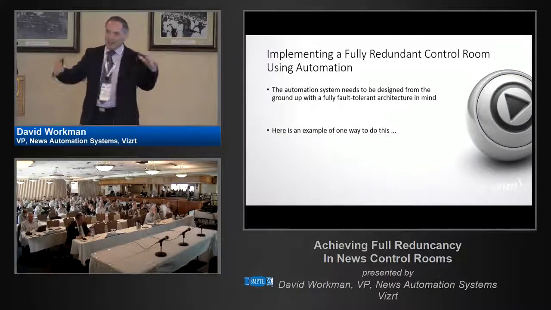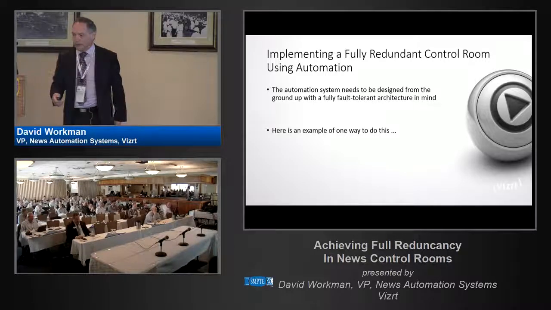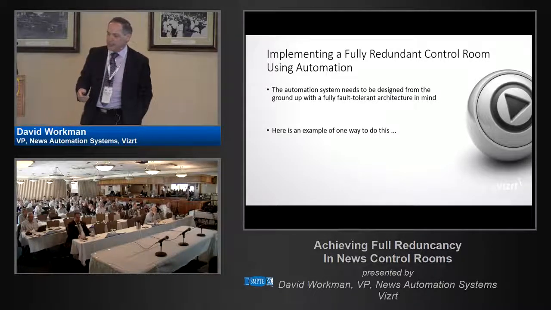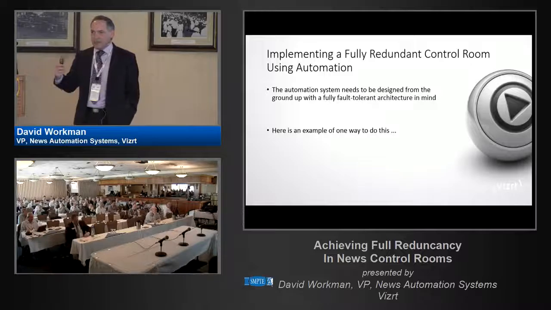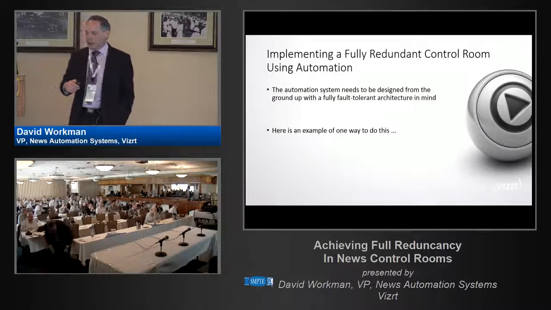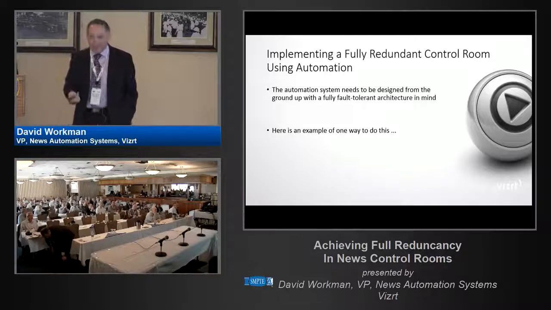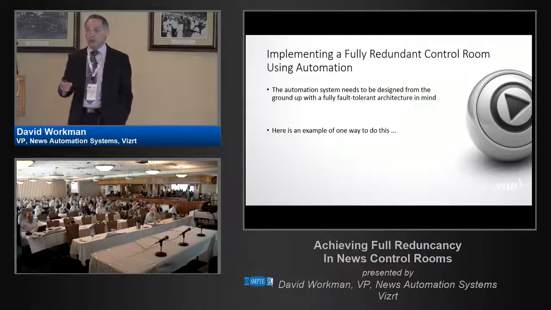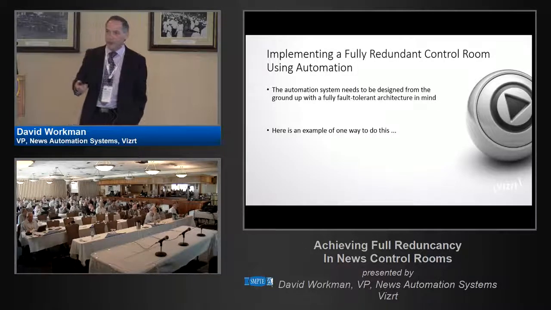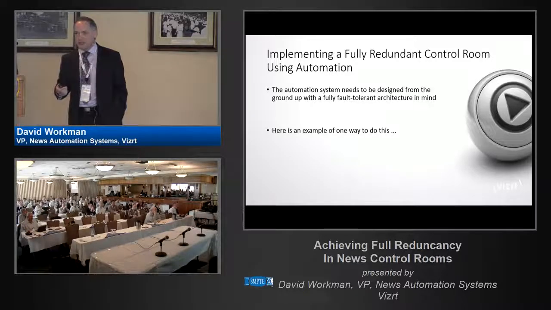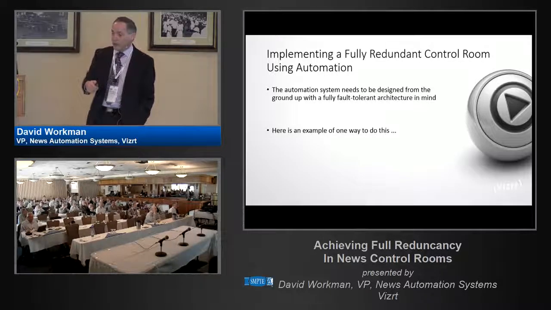But getting back into the control room itself, when you're looking at an automation system, the system itself needs to be designed from the ground up with a reliability architecture in mind. And here's an example of how to do it. I'm not going to say this is the only way to do it, but this is how we've done it with the Vizrt automation system, which has frankly served us very well.